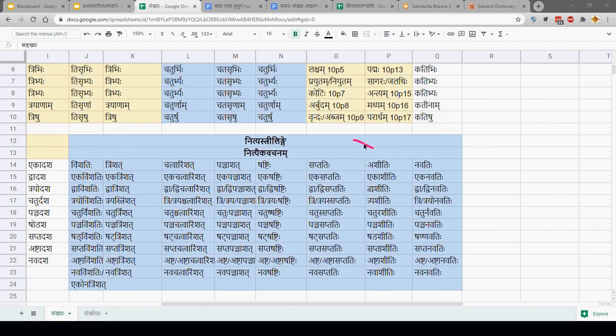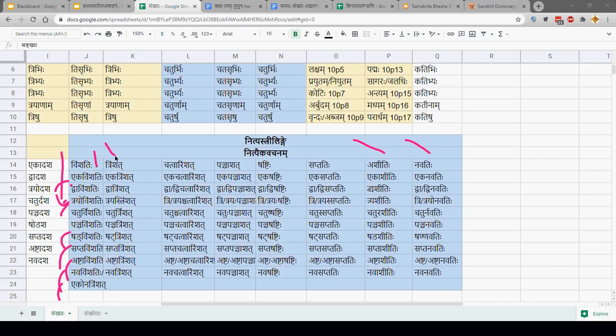Then we have Ashitihi, which is 80, and Navatihi 90. Now going here, if you look at Vimshati and down the column, Vimshati is 20 and Eka Vimshati is 21, then 22. So Vimshati is 20, Eka Vimshati 21, Dva Vimshati 22, Trayo Vimshati 23, Chatur Vimshati, remember Chatur, Panchavimshati, Shadvimshati, Saptavimshati, Ashtavimshati, Navavimshati is 29.